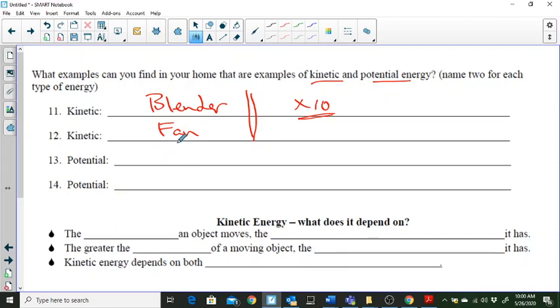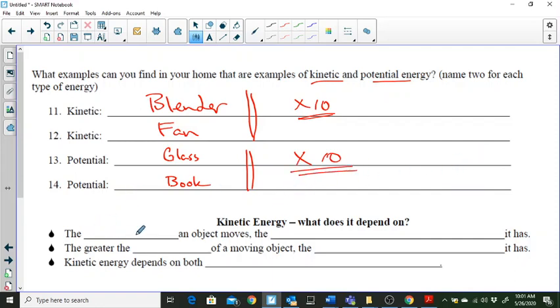Potential energy. A glass in the cupboard. If that glass falls, it cracks on your counter. It has potential energy. The book on the top shelf of the bookcase has potential energy. Those things can fall, hit you on the head, and hurt you. Again, if you have those two things, times 10 marks, you get 10 times the marks.